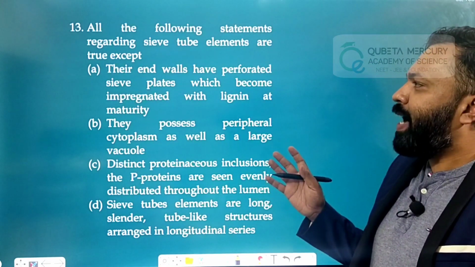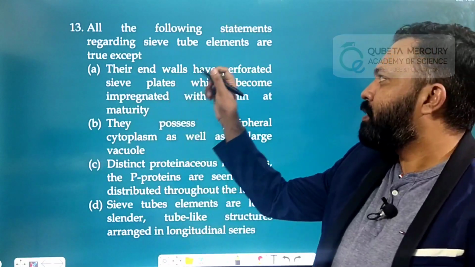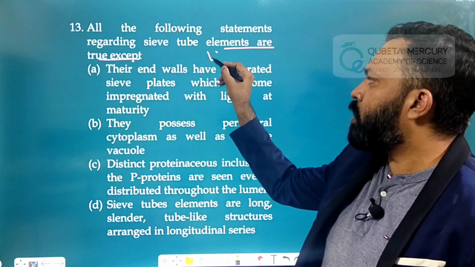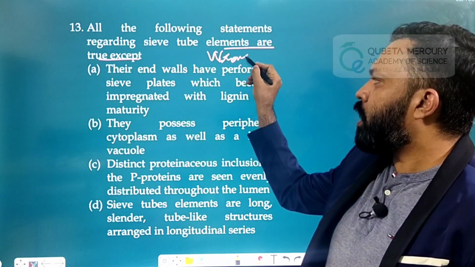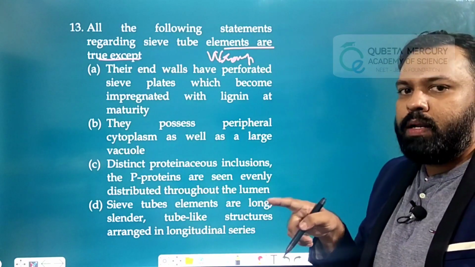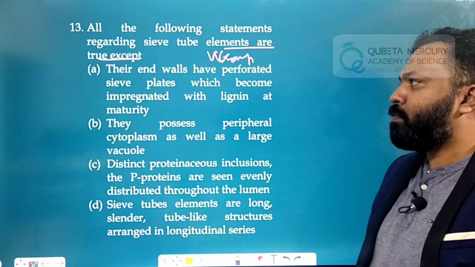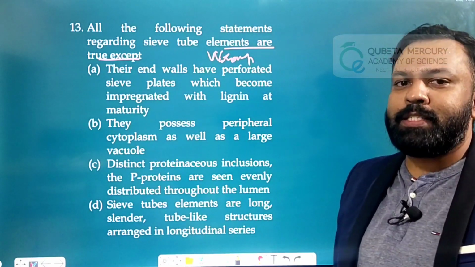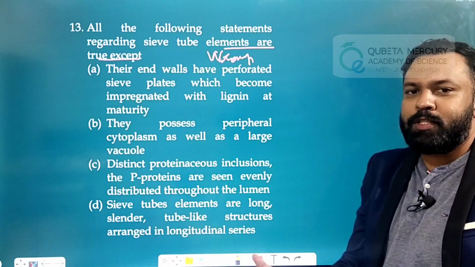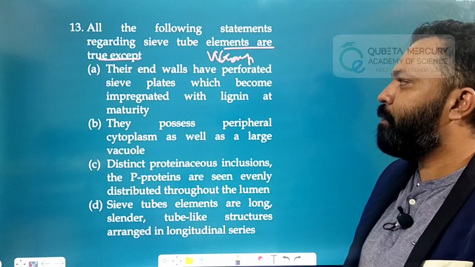And question number 13. All the following statements regarding sieve tube elements are true except. True except means we have to count the wrong one. All other statements are true except one. The odd one is wrong. We have to identify the wrong statement. Chapter Anatomy of Flowering Plants, topic complex tissues, particularly phloem, made of sieve tubes, companion cells, phloem parenchyma and phloem fibers. Options are here.